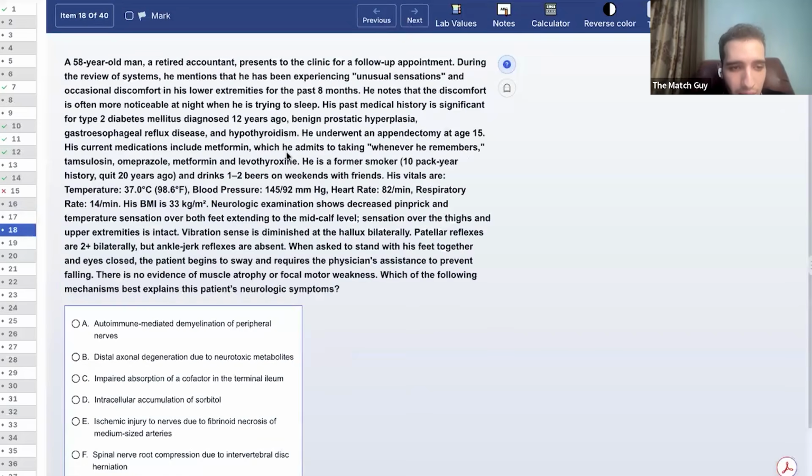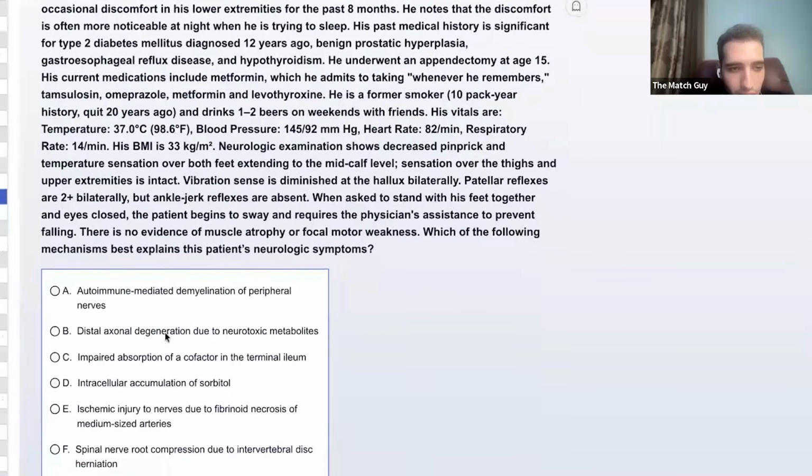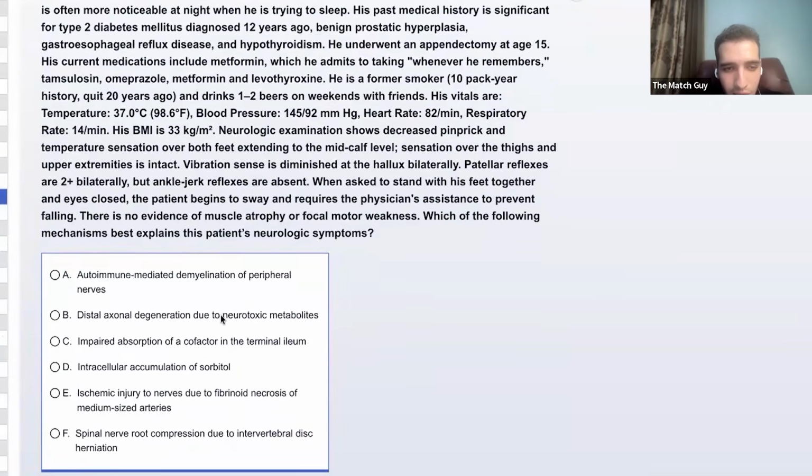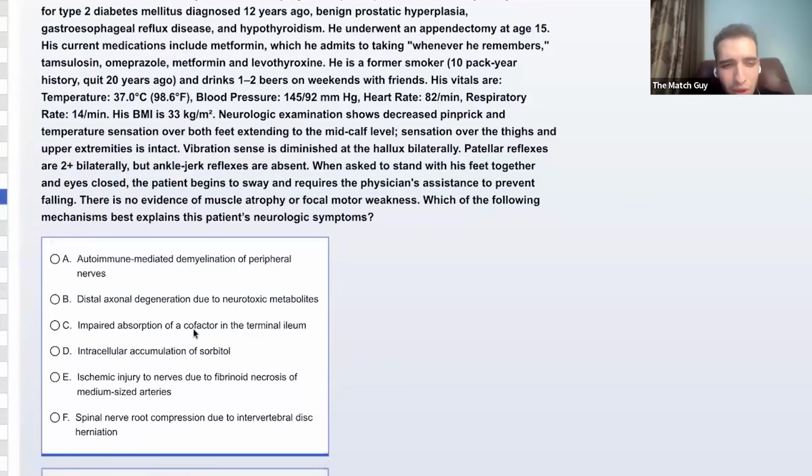Okay, so what I will do first, I will read the answer choices very fast. So it's an autoimmune mediated demyelination of the peripheral nerves. That's Guillain-Barré. Distal axon degeneration due to neurotoxic metabolite, that's probably peripheral neuropathy. Impaired absorption of a cofactor in the terminal ileum, that's probably B12 deficiency. Intracellular accumulation of sorbitol, that's probably like cataract. Ischemic injury to nerves due to fibrinoid necrosis, that's probably diabetes mellitus.